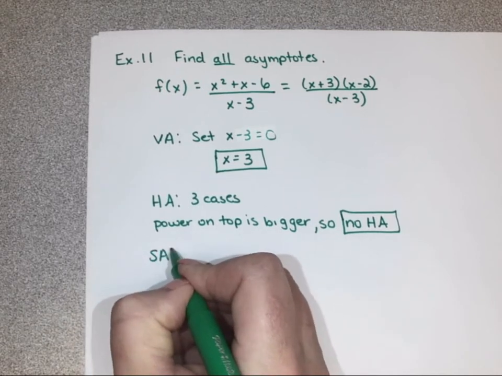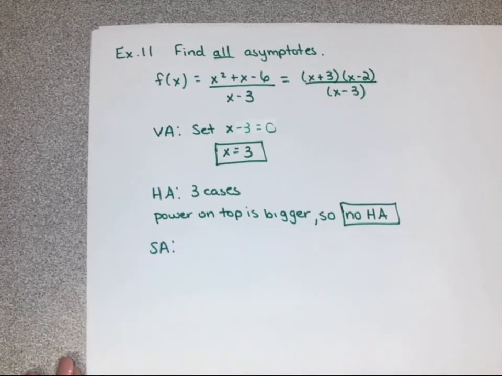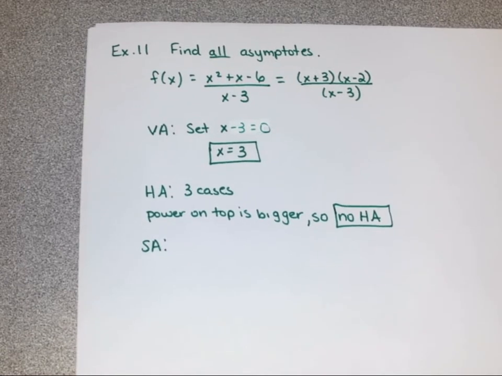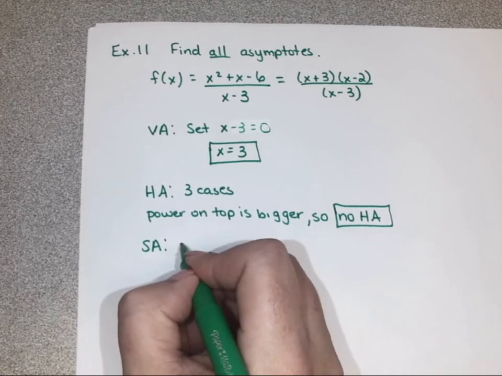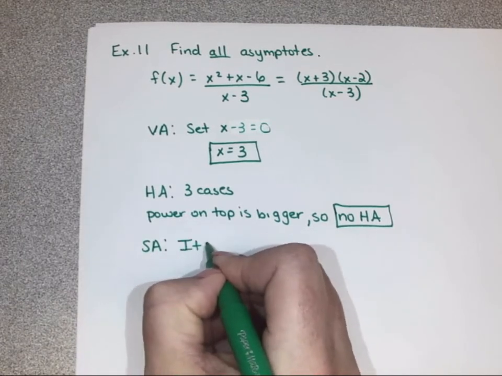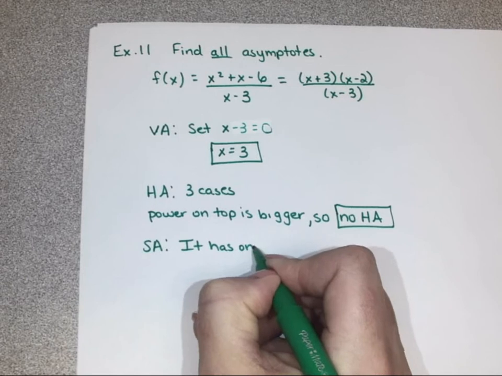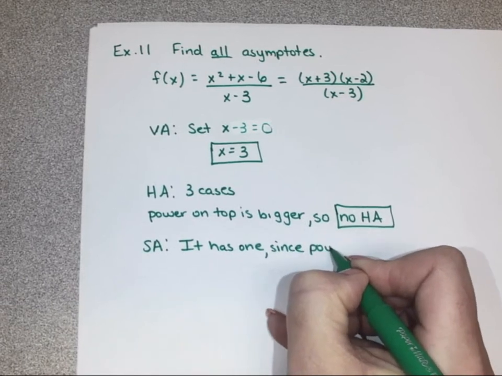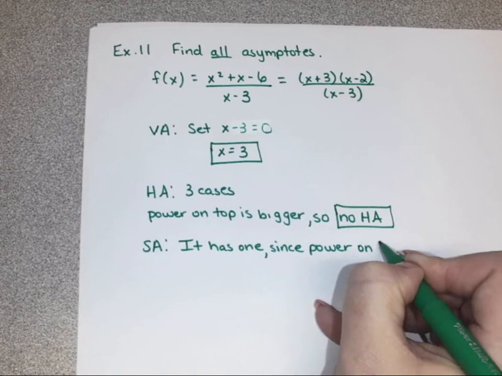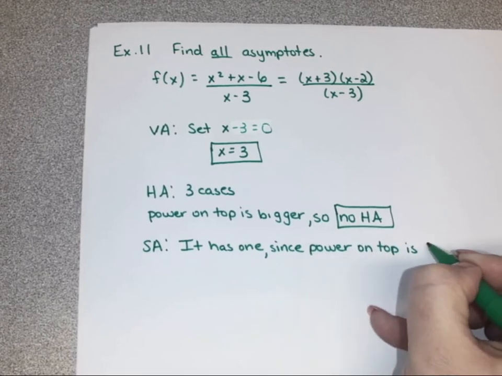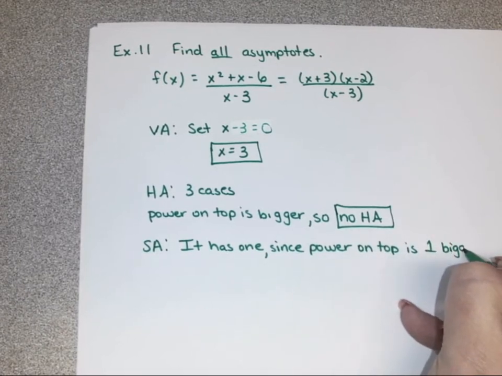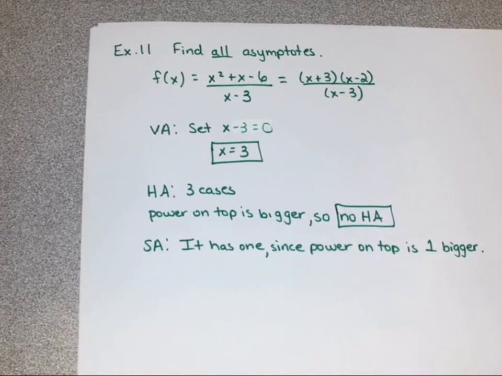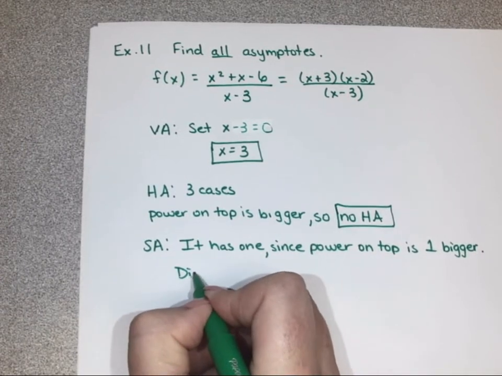The slant asymptote, we already know it has one, right? Why does it have one? Because the power on top is what compared to the power on bottom? One bigger. Exactly one bigger. So remember, we're going to say it has one since power on top is one bigger. So remember, to find it, you just divide.